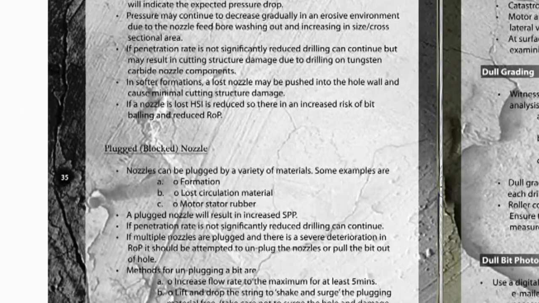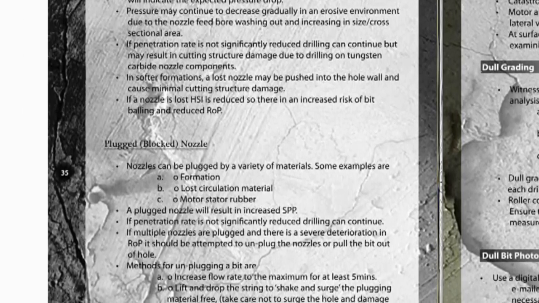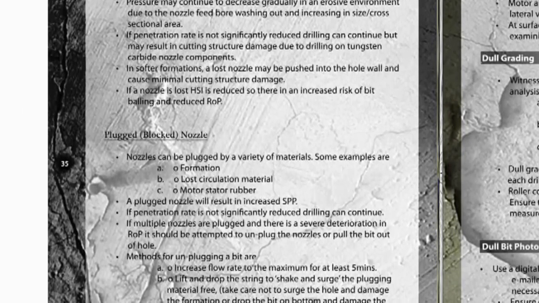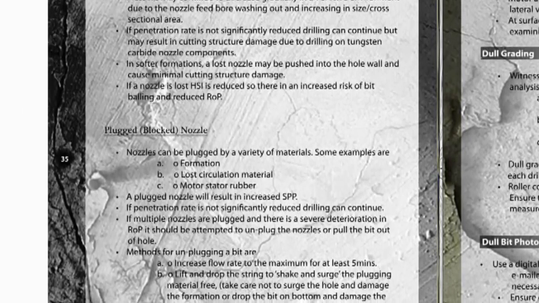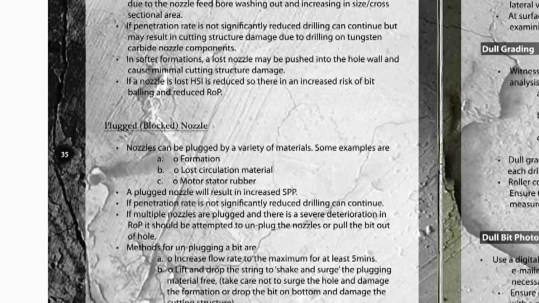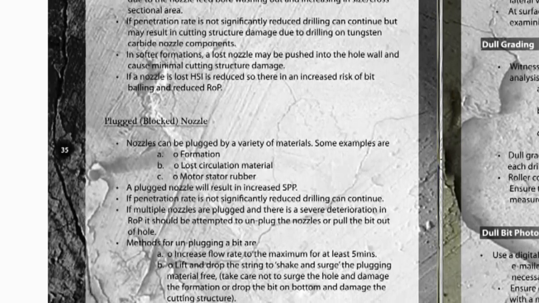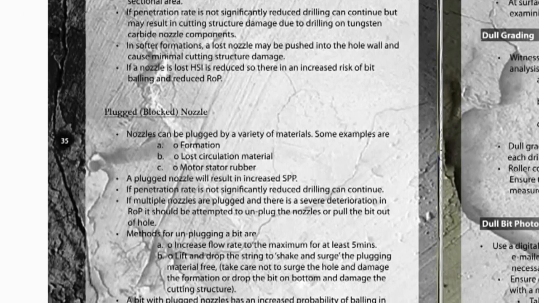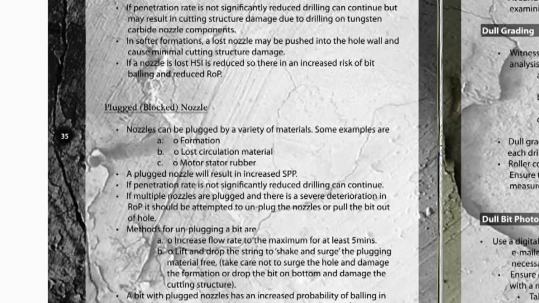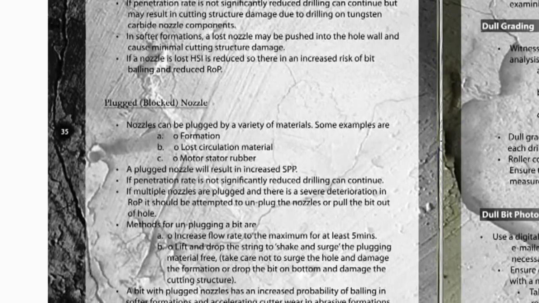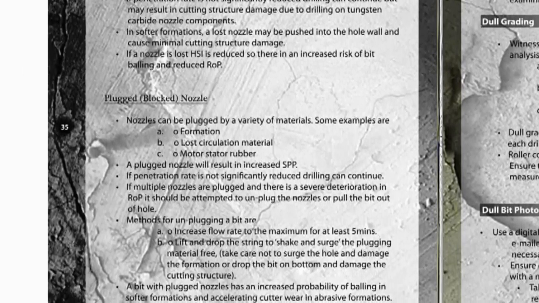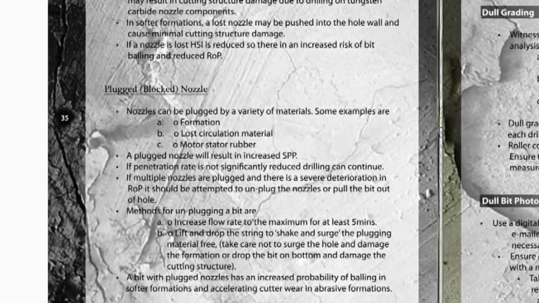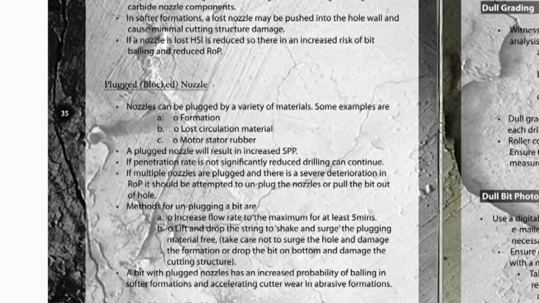Plugged or blocked nozzle. Nozzles can be plugged by a variety of materials. Some examples are formation, lost circulation material, motor stator rubber. A plugged nozzle will result in increased SPP. If penetration rate is not significantly reduced, drilling can continue. If multiple nozzles are plugged and there is a severe deterioration in ROP, it should be attempted to unplug the nozzles or pull the bit out of hole.